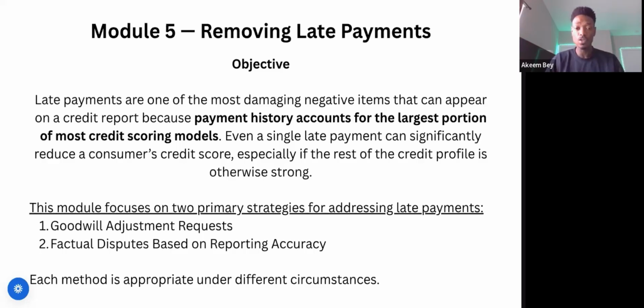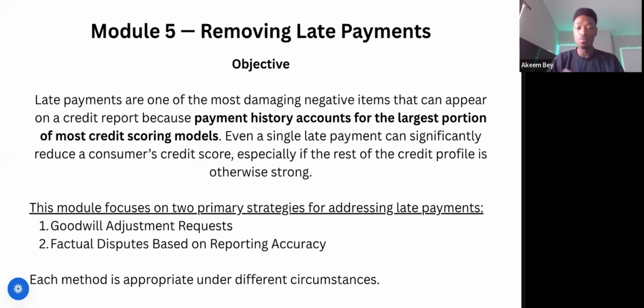This is why when you get a late payment, it'll drop your score very significantly, depending on the age of the account and the type of the account, right? So again, even a single late payment can significantly reduce your credit score, right? Especially if the rest of your credit profile is otherwise strong.